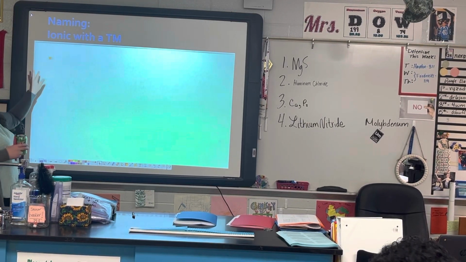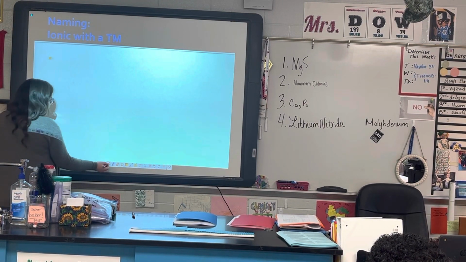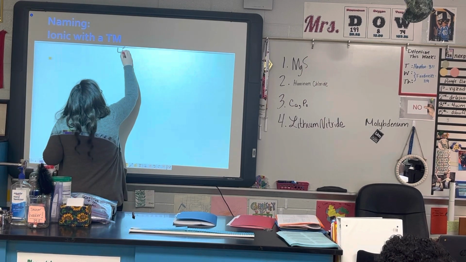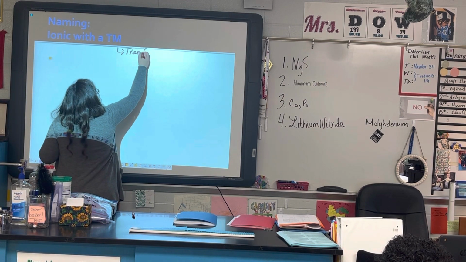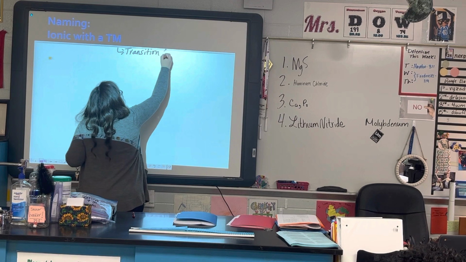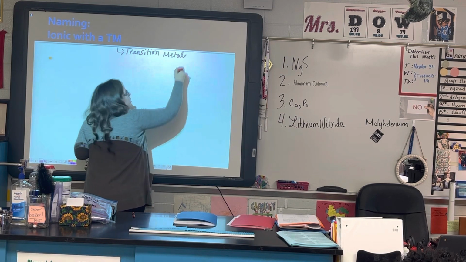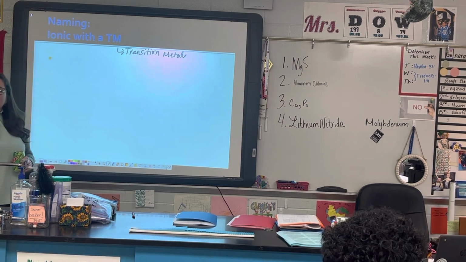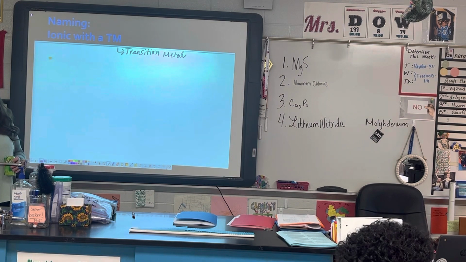Alright, so type 2, naming ionic with a transition metal. And this is transition metal. Alright, what groups are the transition metals? Make sure you have out your periodic table. Have it out because you're going to need it.